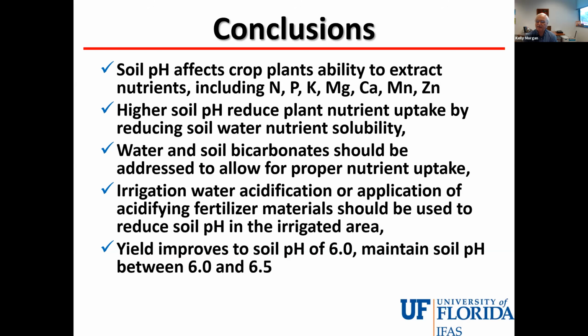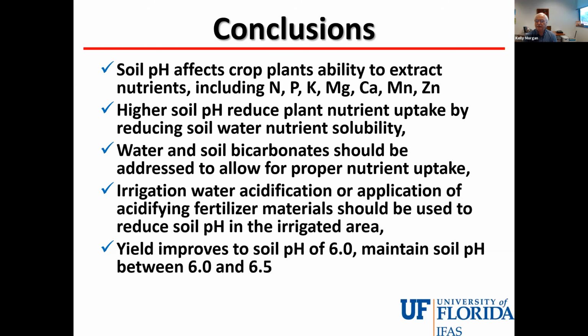We can give these examples now to our growers and provide that information to them, that yes, you do need to provide a soil pH in the range of 5.5 to 6.5 to maximize the availability of these nutrients. The ones you see here: nitrogen, potassium, phosphorus, magnesium, calcium, manganese, and zinc primarily. Others as well, iron being one of them.